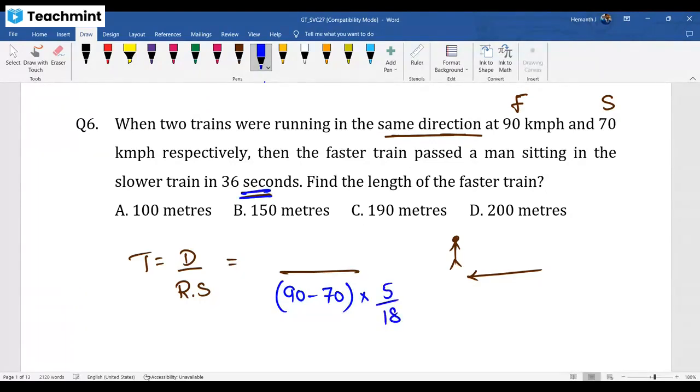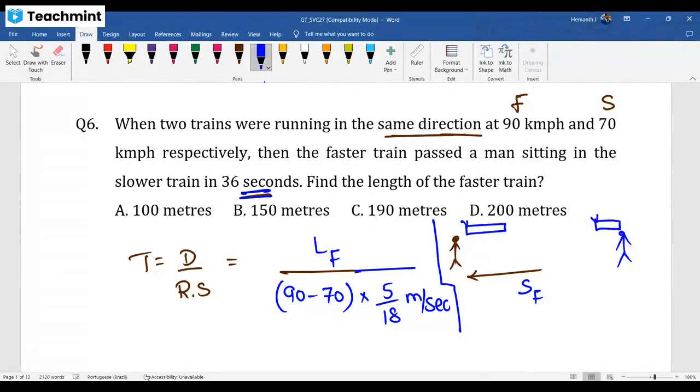If people are supposed to convert that into 5 by 18, that is regarding speed. What about distance? Distance is the length of the faster train only. Why is that the length of the faster train? My dear friend, just observe: this faster train should cross that man. This is the front of the train, and after crossing it should be the back of the train. Let's say this is the train, initially this is the case. Then after crossing, what will happen? The train will be here. So here, in the crossing, distance is nothing but the length of the train only.